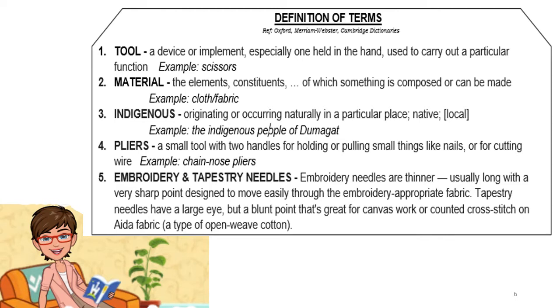Number 5, embroidery and tapestry needles. Embroidery needles are thinner, usually long with a very sharp point, designed to move easily through the embroidery appropriate fabric. While a tapestry needle has a large eye but a blunt point that's great for canvas work or counted cross stitch on Aida fabric. An Aida fabric is a type of open weave cotton. So these terms were taken from Oxford, Merriam-Webster, and Cambridge dictionaries.